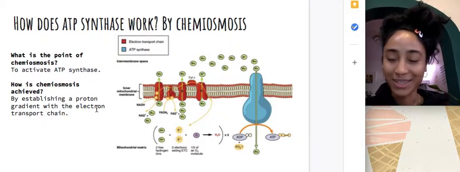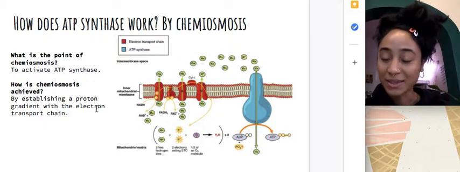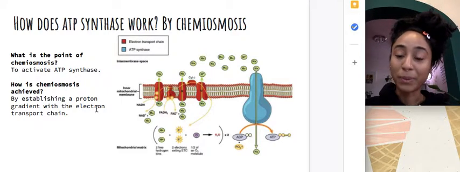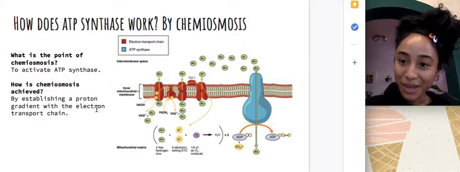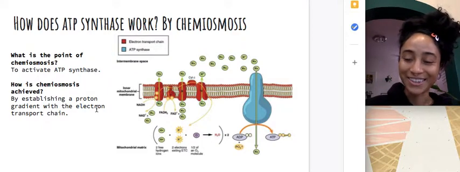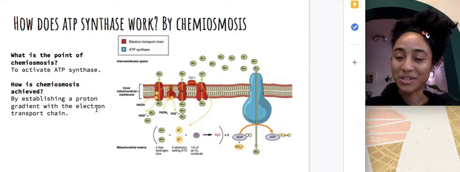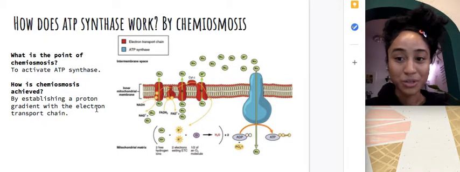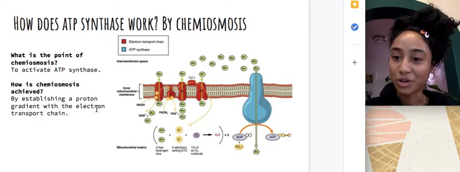Okay, that's the point. The point of ATP synthase is to make ATP. ATP synthase is powered by chemiosmosis. The point of chemiosmosis is to power ATP synthase. How do we get chemiosmosis? We have to establish a proton gradient. How do we establish a proton gradient? By using the electron transport chain.